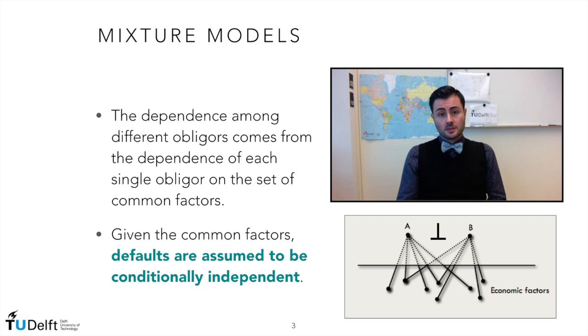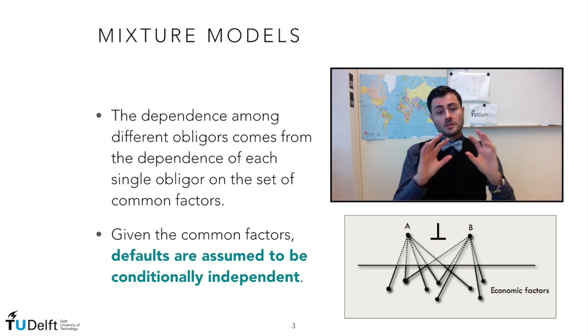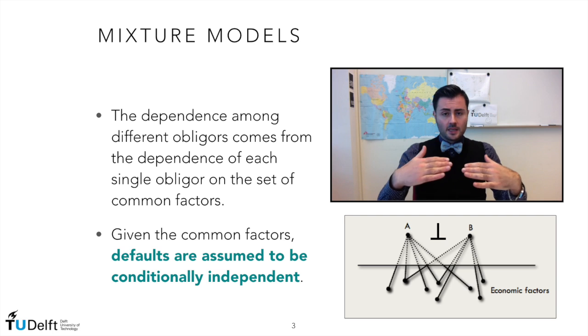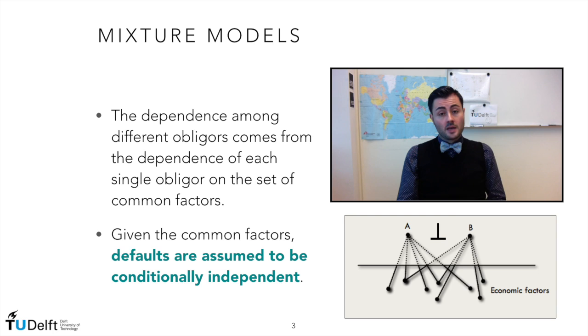From a probabilistic point of view, we assume that once we know what the common factors are, then the defaults of the different counterparties are conditionally independent. As you can see in the picture below, we have two counterparties, A and B. They depend on some common factors. Obviously, they also have their own idiosyncratic factors. And if we can isolate the common factors, the two counterparties can be considered independent. So their probabilities of default will be conditionally independent.